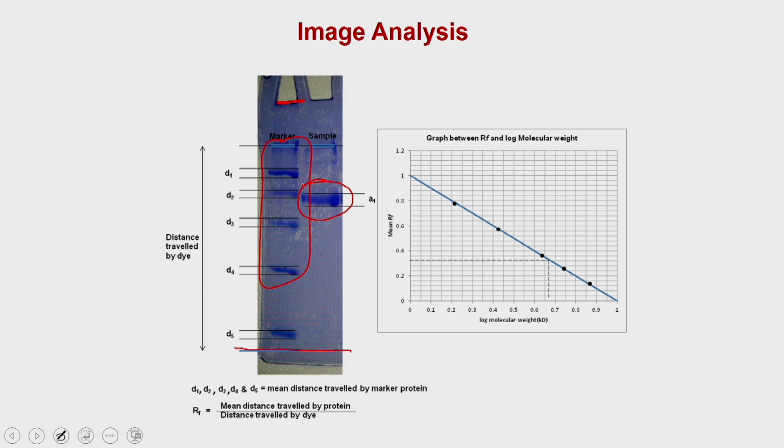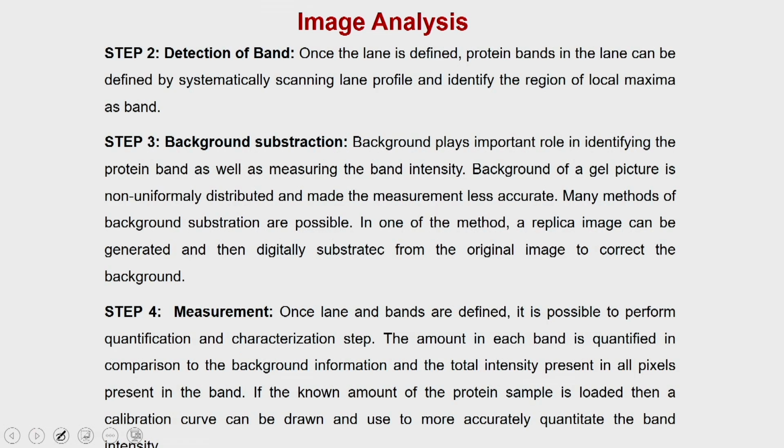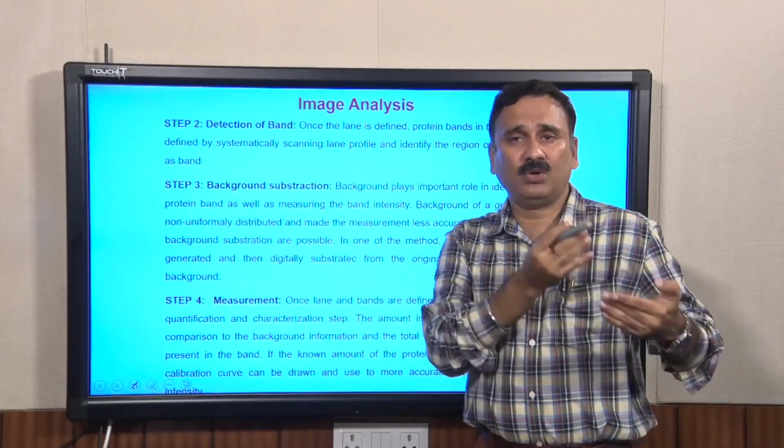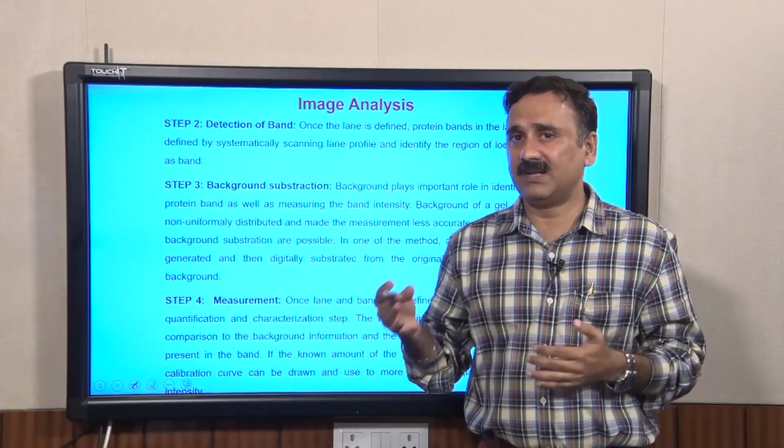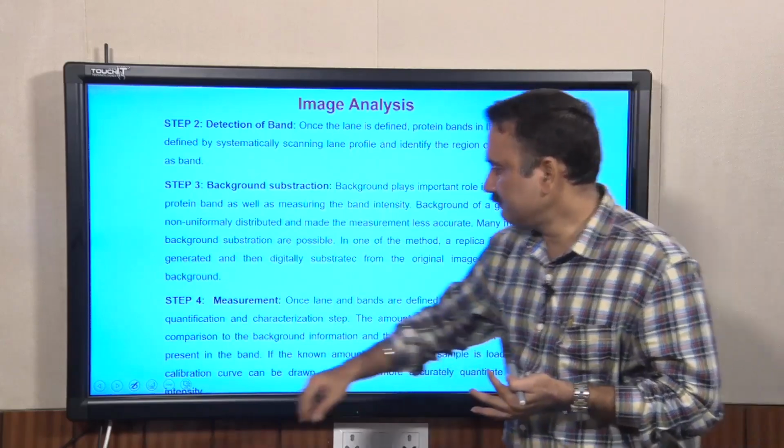So, apart from calculating the molecular weight, you can do a lot of things when doing image analysis. You can detect the bands, you can calculate their intensity, you can subtract the background, so that there will be more uniformity while you are doing the image analysis, and so on.